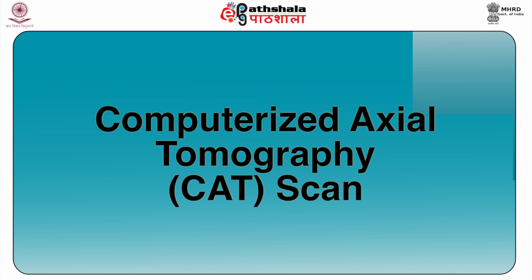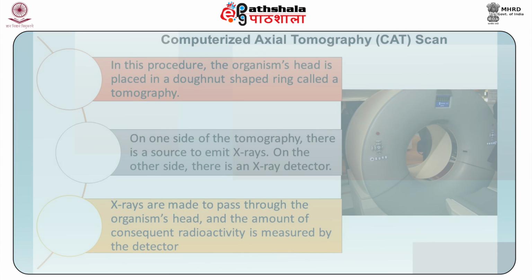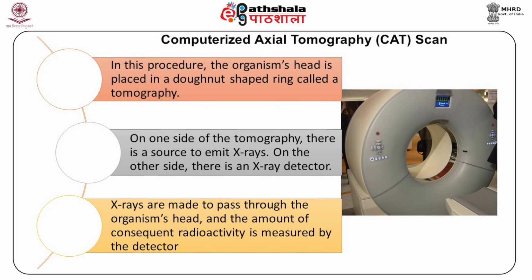In order to study the relationship between brain and behavior, it is important to visualize the brain when it is actually engaged in performing certain actions or behaviors. Several techniques have been developed for the purpose. They are computerized axial tomography, CAT scan. In this procedure, the organism's head is placed in a donut-shaped ring called a tomograph. On the other side, there is an X-ray detector. X-rays are made to pass through the organism's head and the amount of consequent radioactivity is measured by the detector.